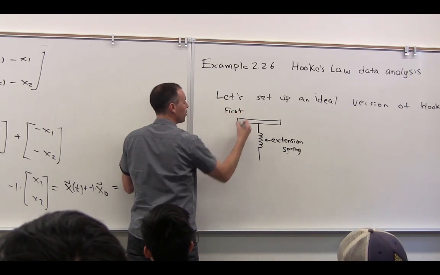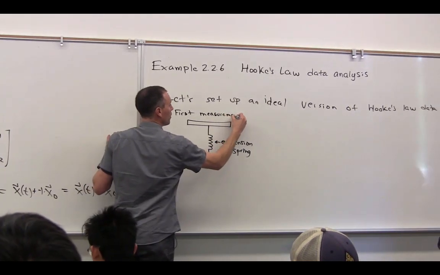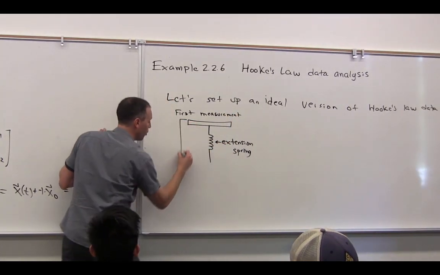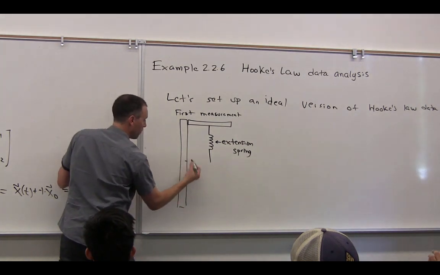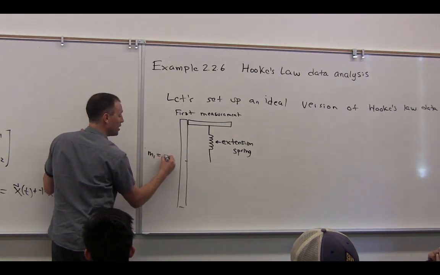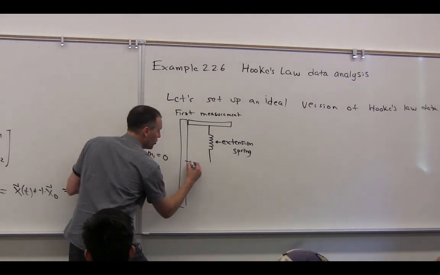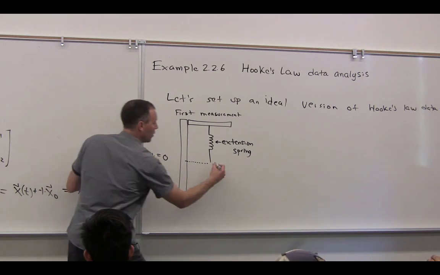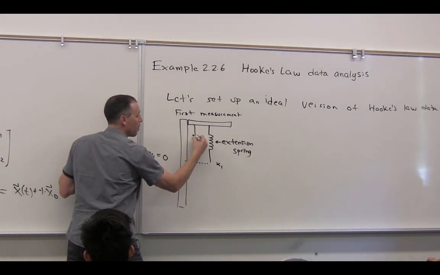All right, so let's do what we said: our first measurement. What was the first measurement that we made? Initial. Yeah, how much mass did we put on for the first entry? M1 was equal to 0. And then what did we do? Yeah, we measured this thing.